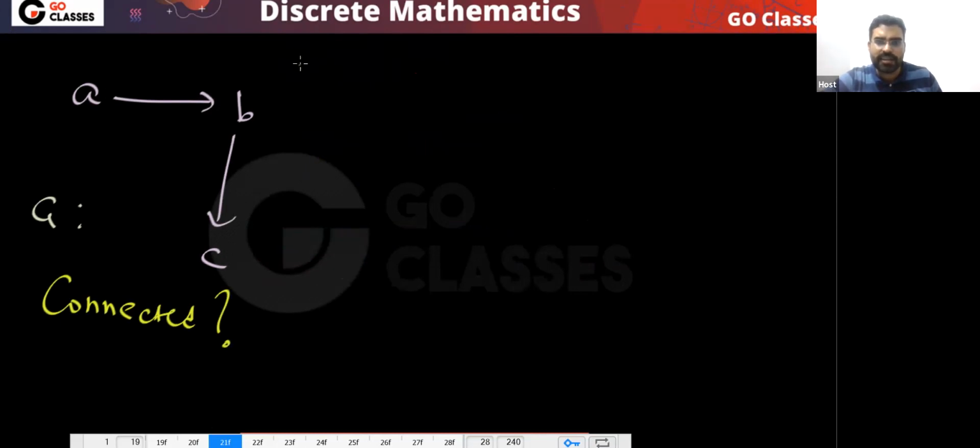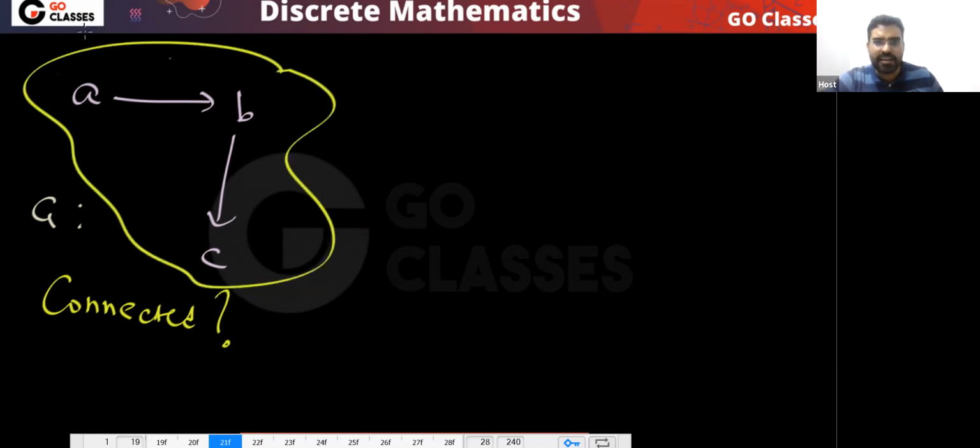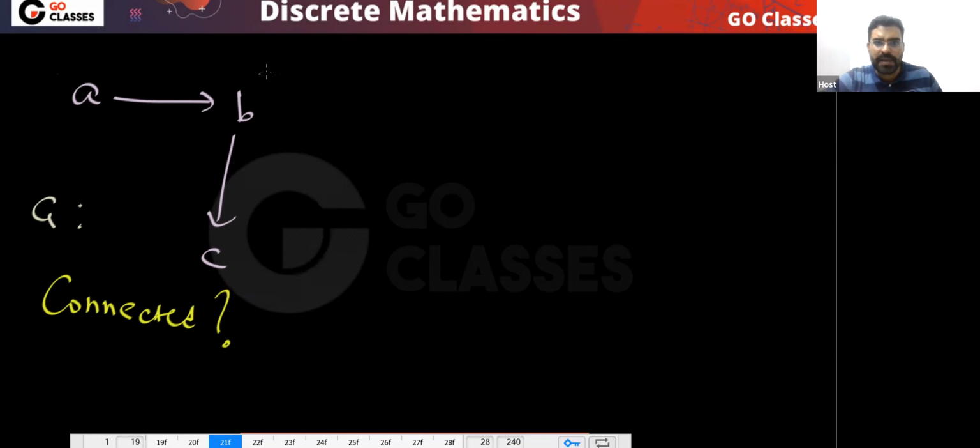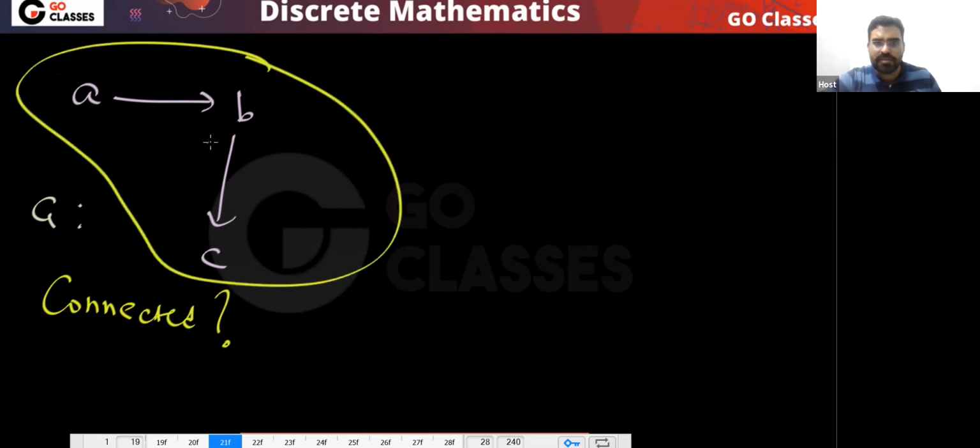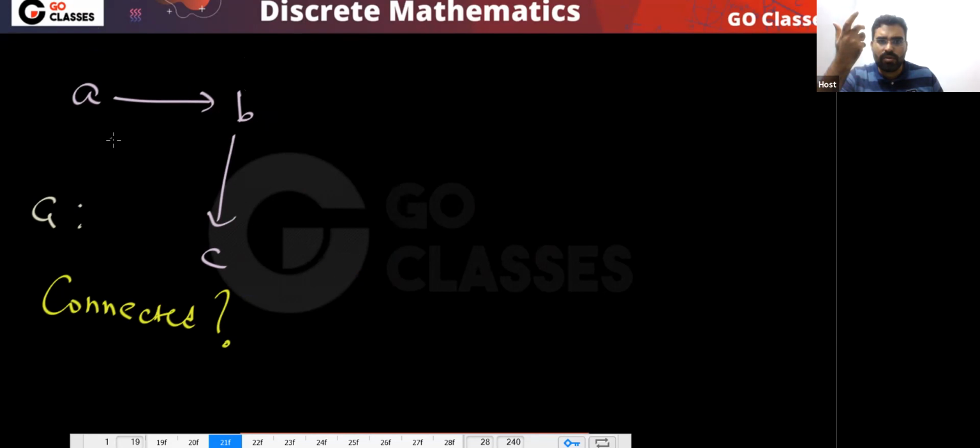For undirected graph, you will think, yes, this is connected. It looks like it is connected because it looks like one part, like one island. Similarly, this graph, is this graph connected? What do you think? Just think about it.